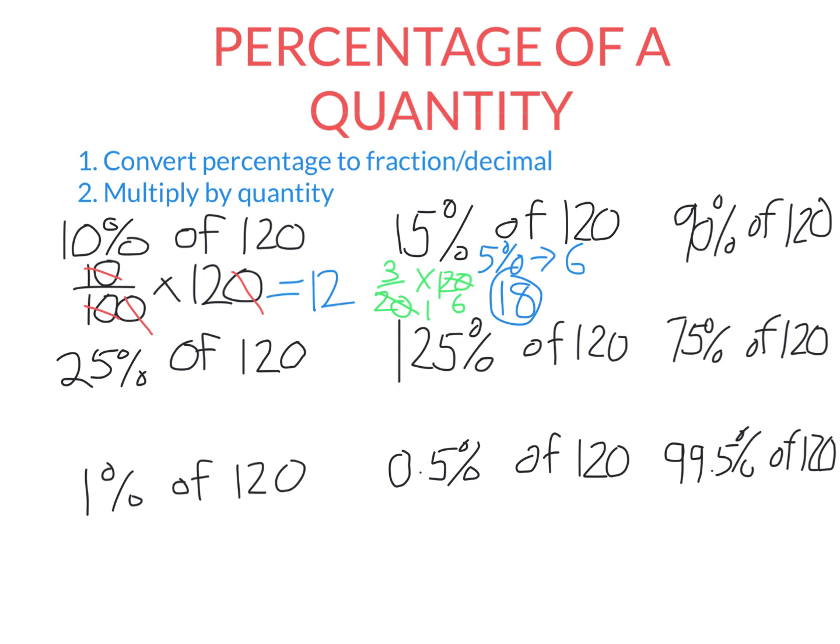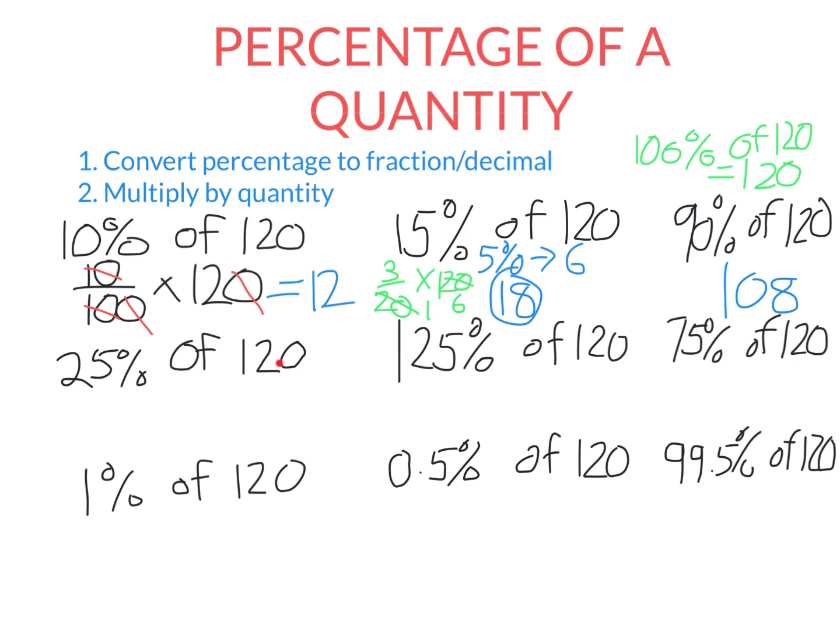So if 10% of 120 is 12, what would 90% be? Well, 100% of any number is itself. 100% of 120 is 120. It just means the whole thing. So 90% is 100% minus 10%. 120 minus 12. So 90% of 120 will be 108. So again, we could have got that by going 90 over 100 times 120, but this way might be faster.